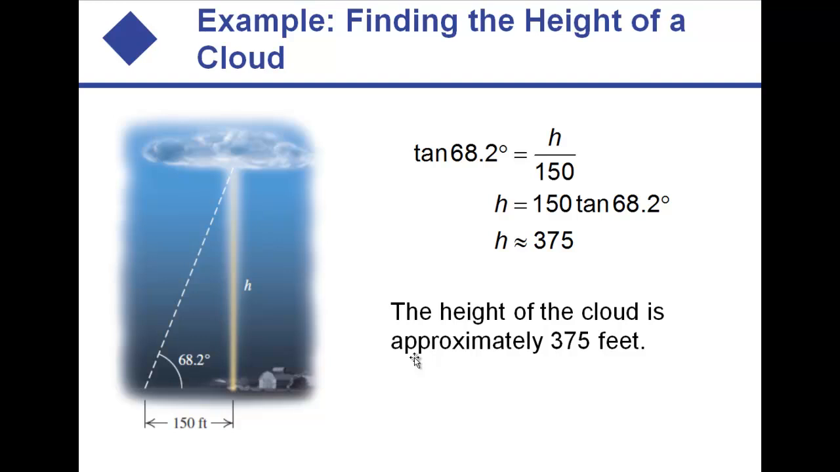But you get your angle, right? We know that tangent of that angle is going to give us opposite over adjacent, and we know that adjacent is 150, right? Because we moved 150 feet over and then looked up at that same spot on the cloud and went, oh, that's 68.2 degrees. And from doing that, we can figure out that the cloud is roughly 375 feet up.